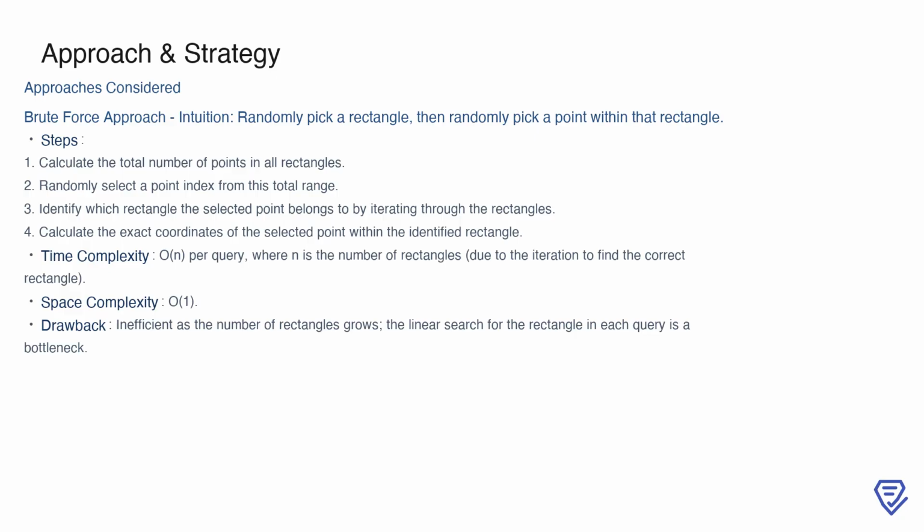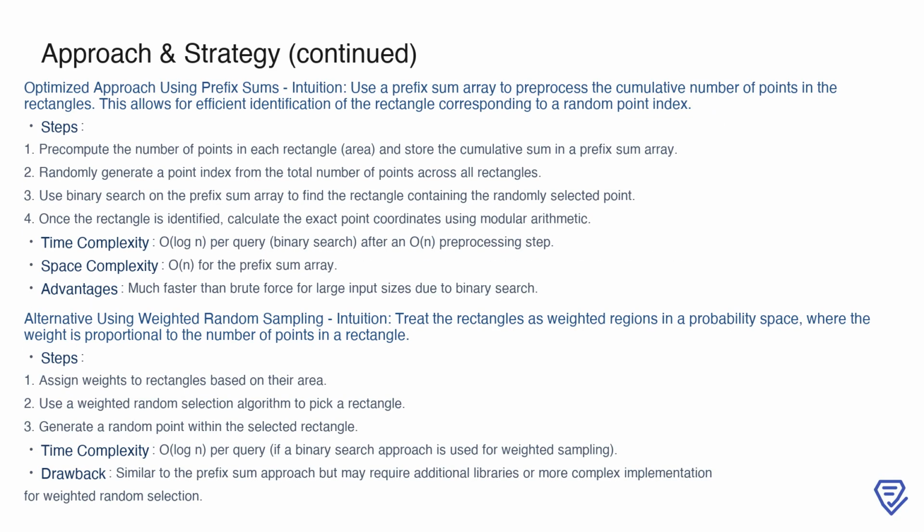Additionally, it has minimal memory requirements with O(1) space complexity, but its inefficiency makes it less suitable for larger inputs. To improve upon the brute force method, we can use an optimized approach leveraging prefix sums. Here, the intuition is to pre-process the total number of points in each rectangle and store these cumulative values in a prefix sum array. This allows us to efficiently map a randomly generated point index to its corresponding rectangle.